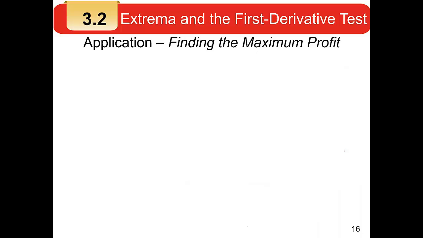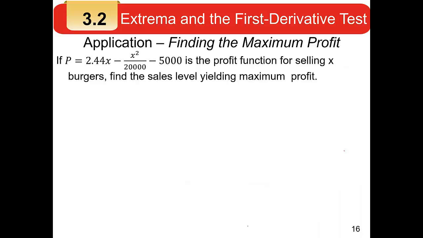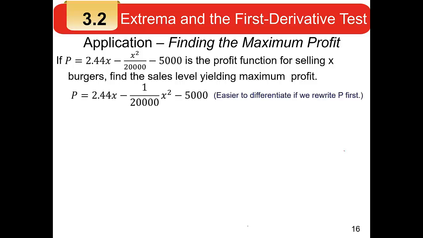Let's do an application. I chose something involving the maximum profit. If you're given a profit function, and in this case it's the profit for selling x burgers, and we want to find the sales level that gives us maximum profit, that's something we talked about earlier. The derivative of the profit function is called the marginal profit. So you want to take that derivative and set it equal to 0.